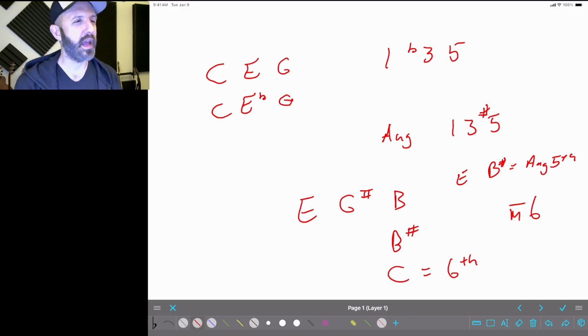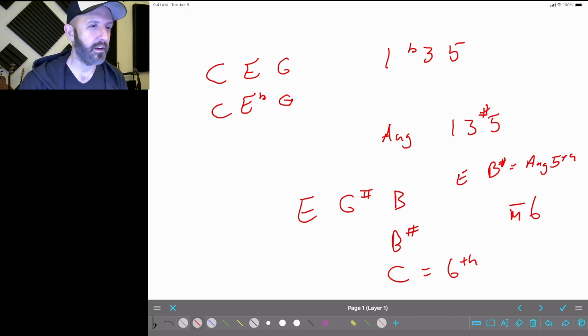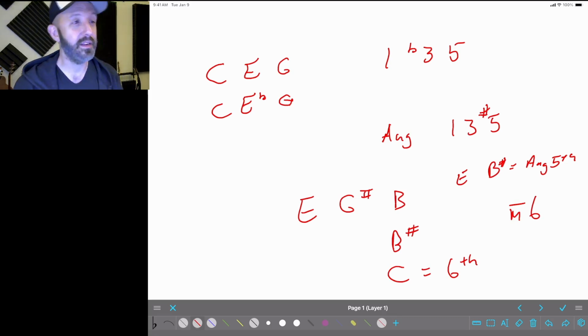The numerical aspect of an interval is all about the letter name. So if you're talking about a fifth and you're in the key of E, they want to see some kind of B. Whatever that fifth is, it needs to be a B, even though you would probably write C on your chart. Okay?